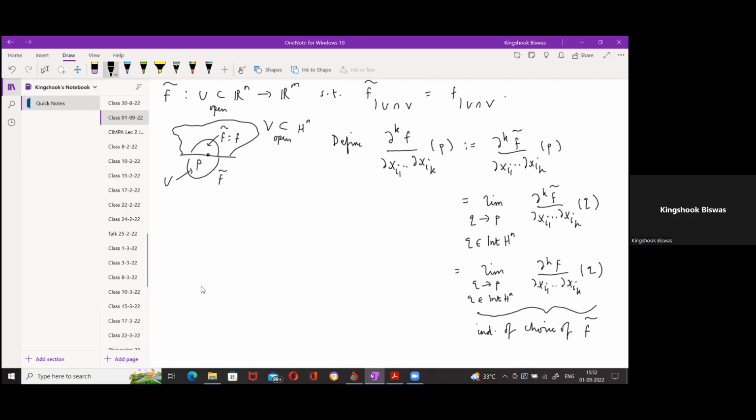Is this clear? Yes, sir. f tilde is equal to f in the interior of Hn, so you can replace the f tilde by f here. And so this is independent of the choice of f tilde. Okay, so the partial derivatives of f make sense at boundary points. All right.